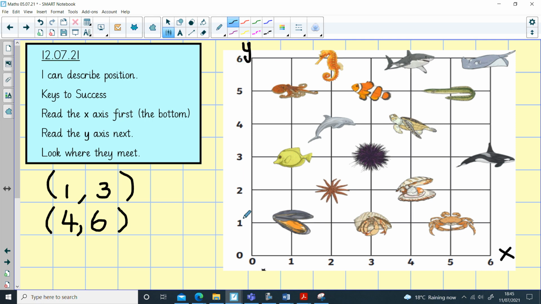So let's have a look. What I'd like you to do is pause the video and have a look where this seahorse is. Okay, so I've done a little dot. So remember, x-axis first and then the y-axis. Pause the video and have a go for me. Okay, so Mr. Seahorse is 2 on the x-axis and he is at 6 on the y-axis. Okay, brilliant.